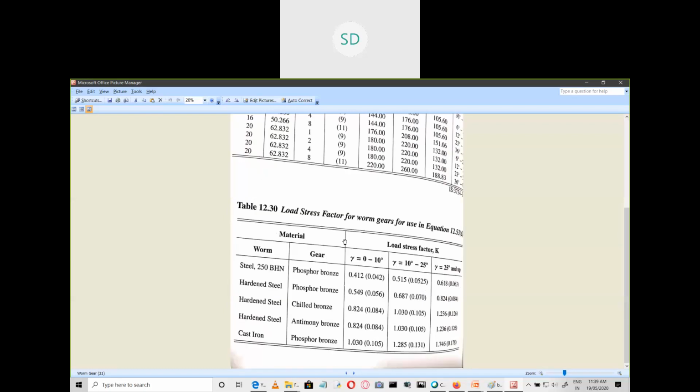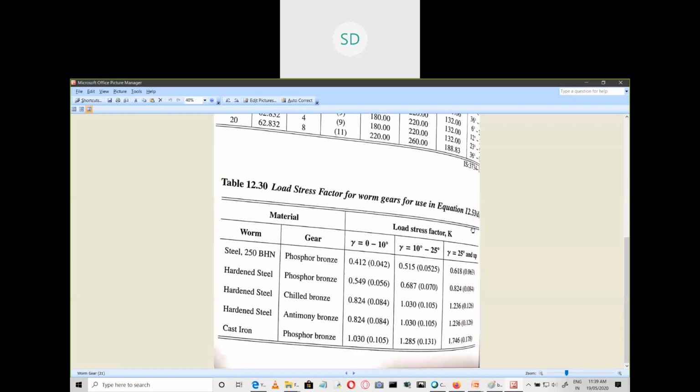Now here the load stress factor for worm gears, for use in equation number 12.53d. This is a combination of materials: if the worm is steel, then the gear is phosphor bronze. So it is a combination of material as well as the lead angle. If the angle range is 10 degree to 25 degree, then you select these values.